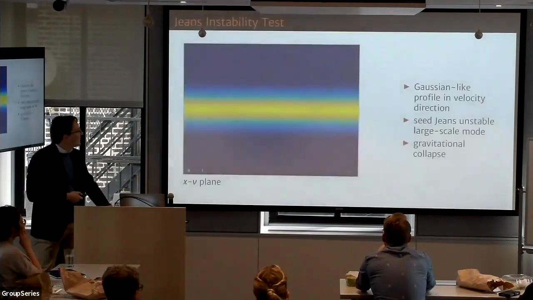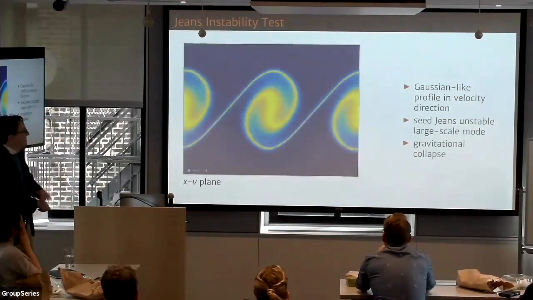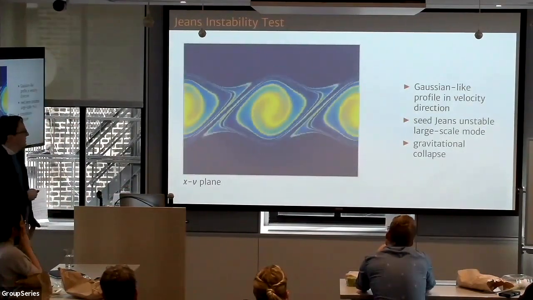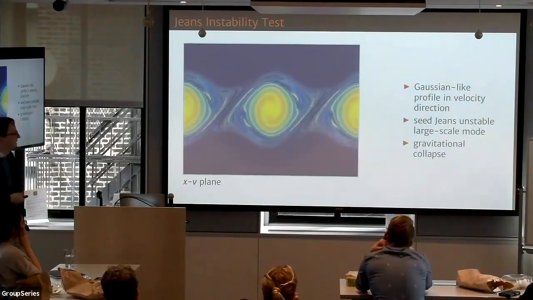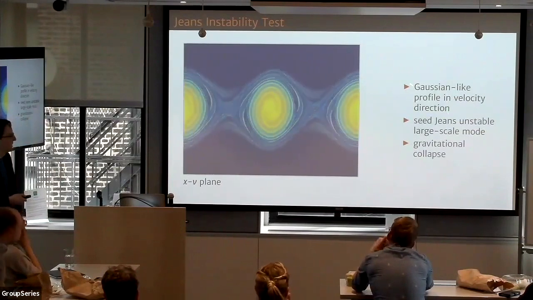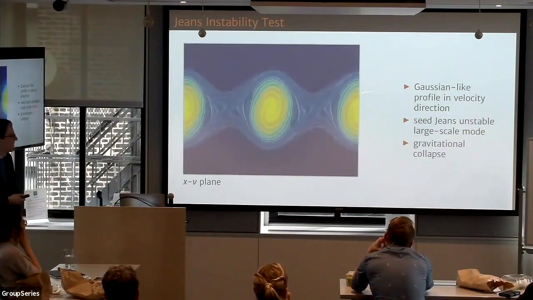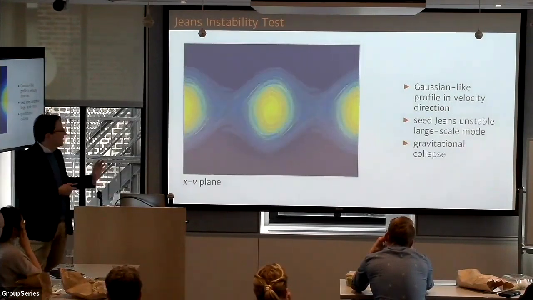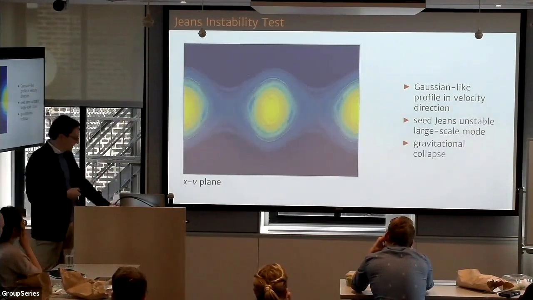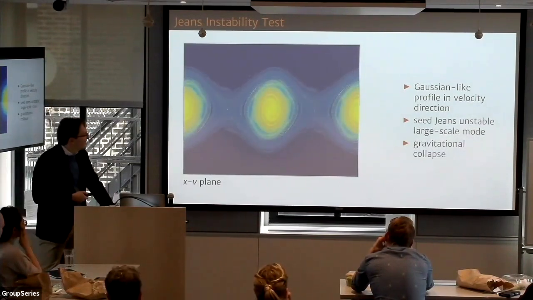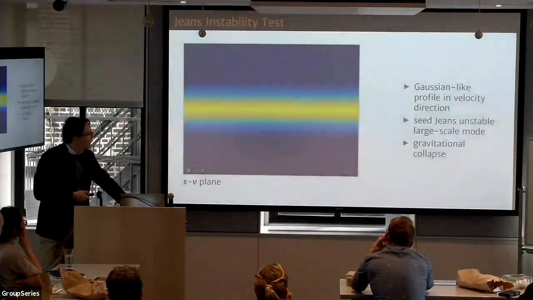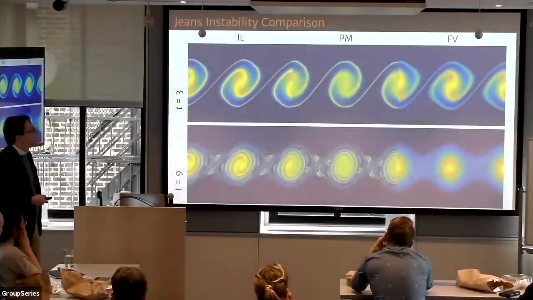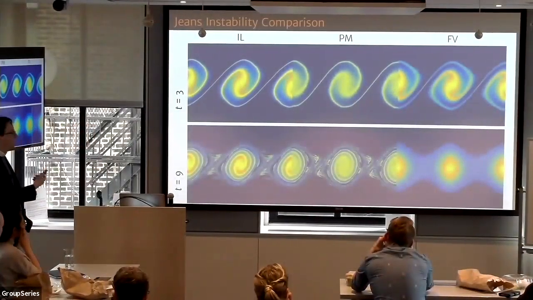I'd like to demonstrate some basic tests with this method. Here's the Jeans instability, just in one dimension, with position and velocity space. We start out with a Gaussian profile in the velocity direction. This is collapsing under self-gravity. It's Jeans unstable on large scales, and you end up with something that's well mixed. For the purposes of this informal talk, I'd like to visually compare it against other methods.